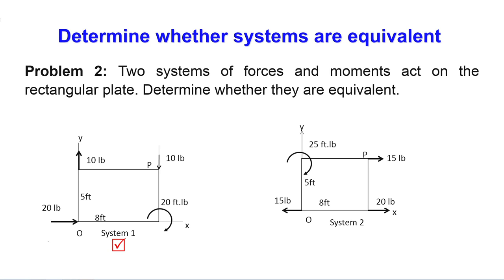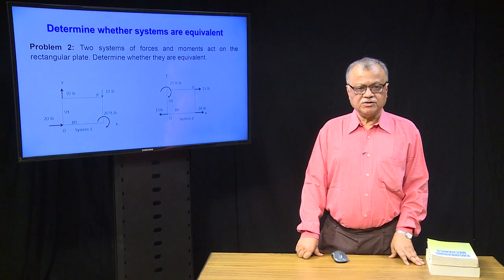This is system 1. For system 2, there is a 15 pound force on the left-hand side at the origin O, and a 20 pound force at the bottom right end on the positive x side, and 15 pound at point P on the positive x side, and a 25 foot-pound moment at the left top end, in the clockwise direction. Now, we have to examine whether they are equivalent or not.